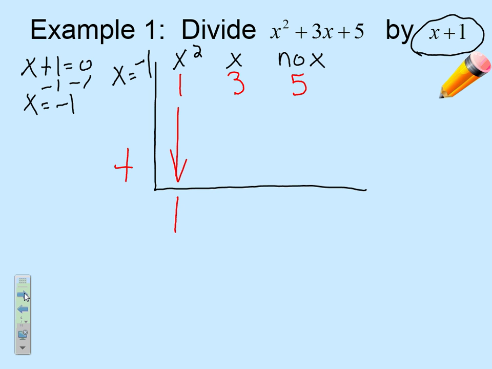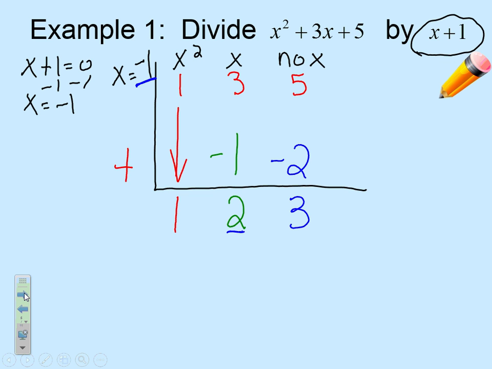So we're going to have 1 here. -1 times 1 is a -1. Now we add this. 3 plus a -1 is 2. Now take -1 times 2 and we're going to get a -2. Add these together and we're going to get 3. From here, this is where we're going to get our answer.